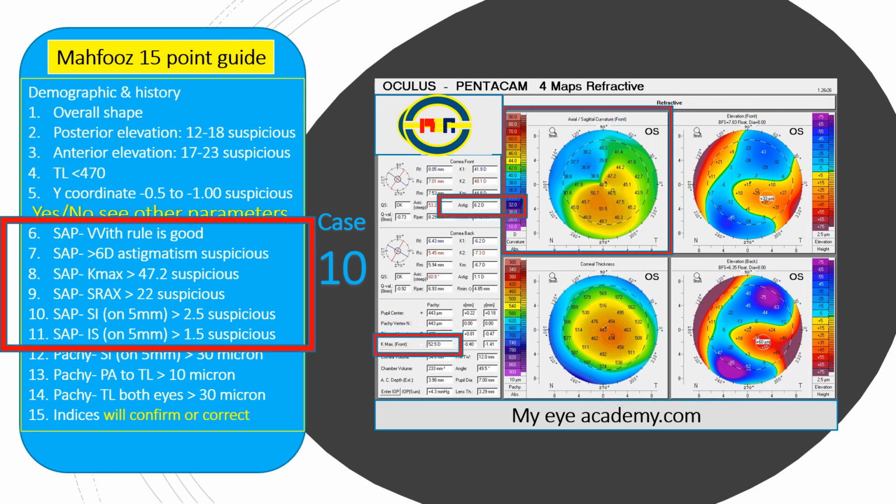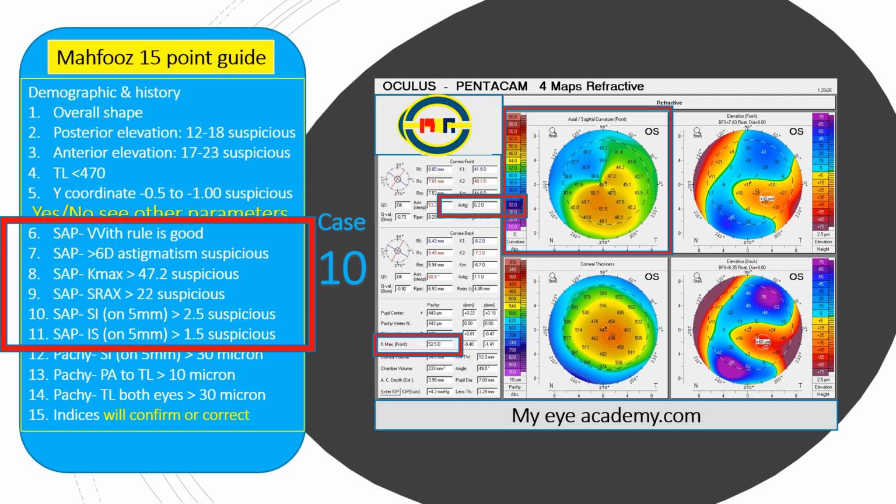Look at that. We have got a SRAX here. This is like this, and this bow tie is like this. So the difference between these two is more than 22 degrees. So the SRAX is more than 22, and the other parameters, like look at the K max, it is more than 47, and the superior, inferior, superior are in the abnormal range.